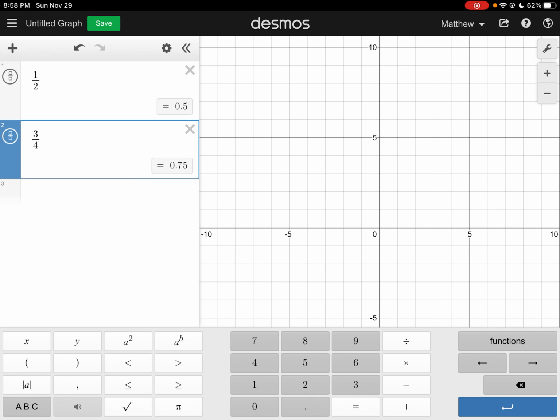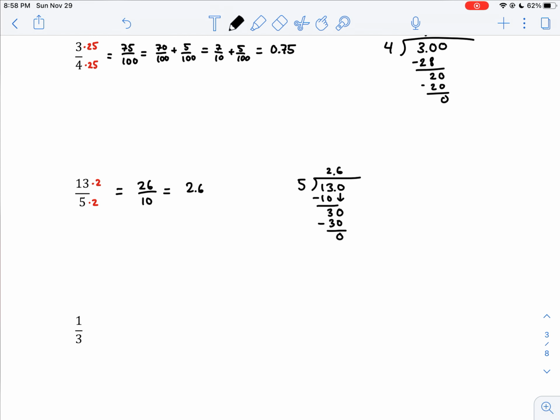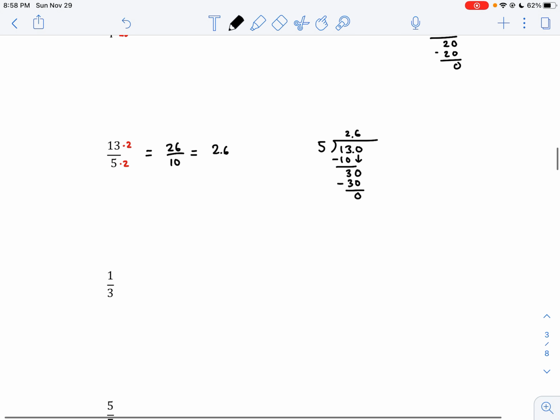Let's confirm with Desmos. 13 divided by 5. 13 divided by 5, there we go, is the same thing in decimal form as 2.6. You can also write 13/5 as 2 and 3/5, and 3/5 is 0.6, so you get the 2.6 that way as well by taking a mixed number approach.